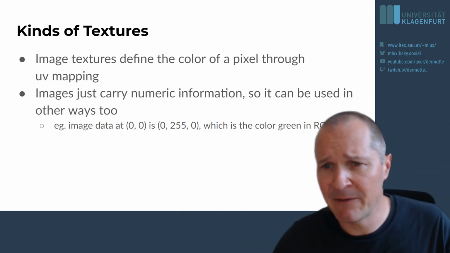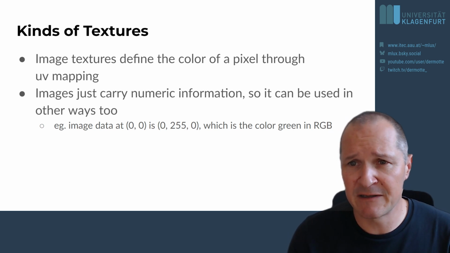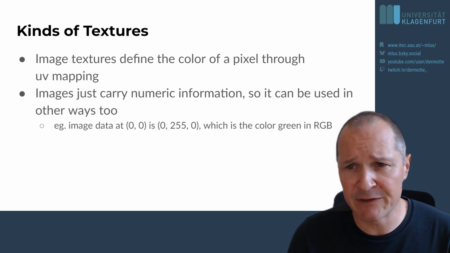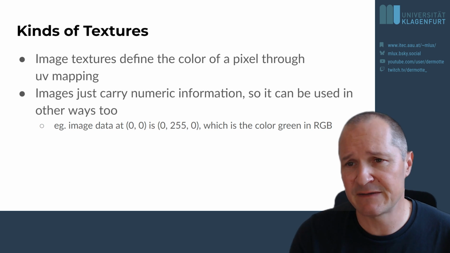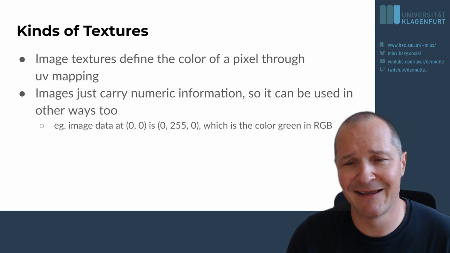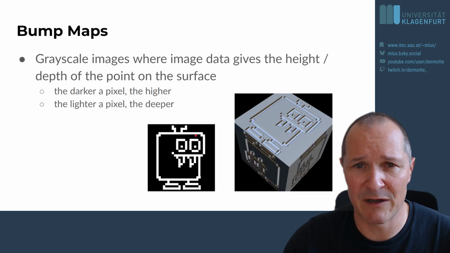If we have 3 dimensions, we can interpret it as red, green, blue. If we have 4 dimensions, we can interpret it as red, green, blue, and alpha, which would be the transparency. If we just have one channel, we can say it's the transparency, it's the gray value, we can say it's the green value, we can say whatever we want.